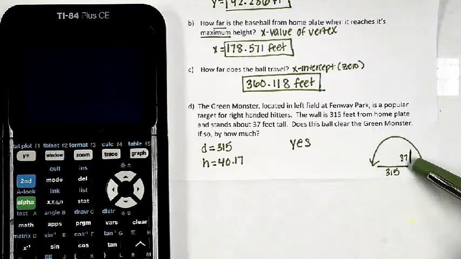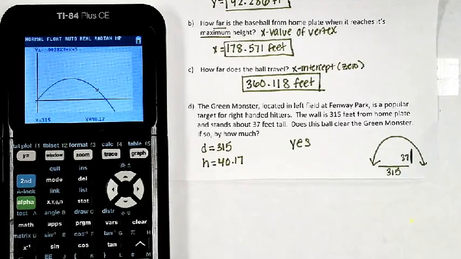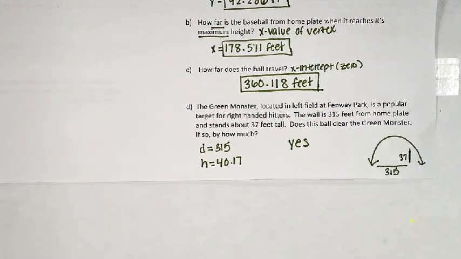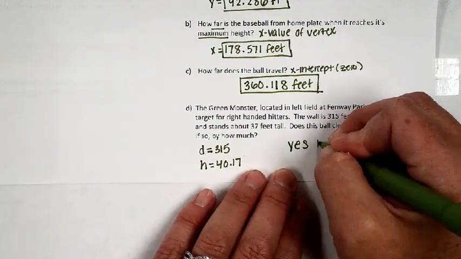So home plate would be, in a roundabout way, yes. The reason why I hesitated there is because of the +3 in your equation, so your ball is actually starting 3 feet above what we would consider the origin. Alright, so then it says by how much? Well, 40.17 minus 37 is 3.17 feet.